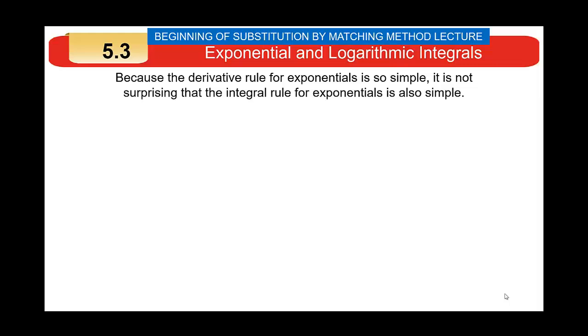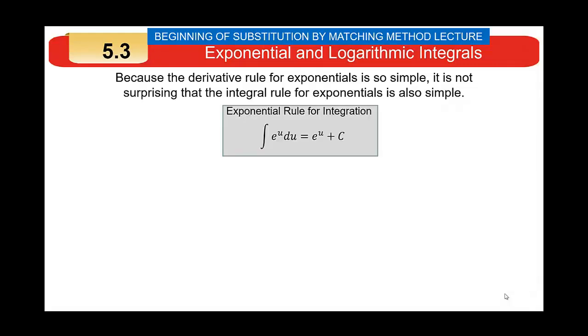The main thing to remember on these is that since the derivative rule for exponentials is so simple, it's really not going to be surprising to see that the integration rule is also simple for exponentials. In fact, I'll just show you. The exponential rule for integration says that the integral of e to the u du is simply e to the u plus c, the constant of integration. Again, simple as it could be, the integral of e to the u du is e to the u plus your constant of integration c.